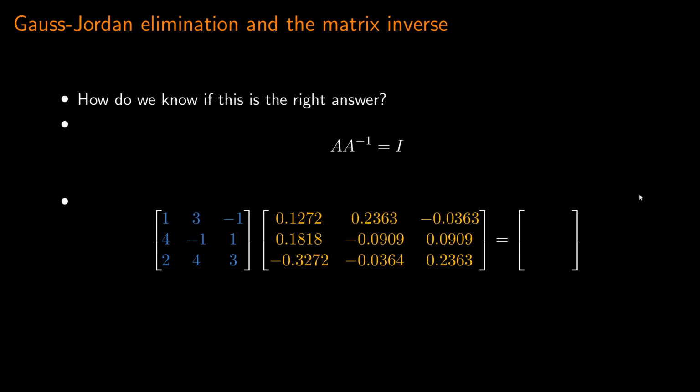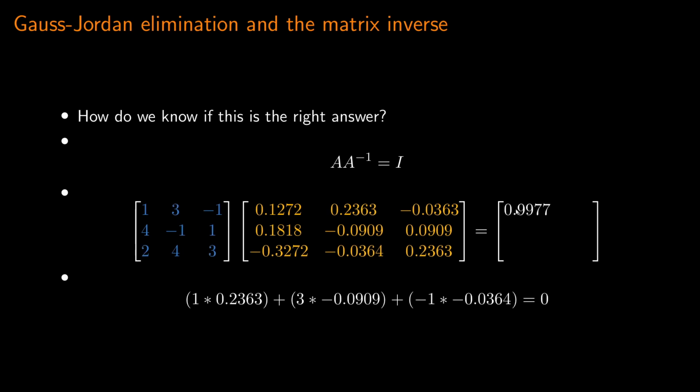Now, I've talked about matrix multiplication in my previous video. I'll put a link to that in the description below, so if you don't understand what's going on, I suggest you go back and have a look at that, but I will talk about it briefly. So basically, to do this, the first element of the result we get from multiplying 1 from here times 0.1272 from here, plus 3 times 0.1818 from here, plus minus 1 multiplied by minus 0.3272 from here, and that gives 0.9977, which is the first element of our result, and that's pretty close to 1, allowing for rounding errors.